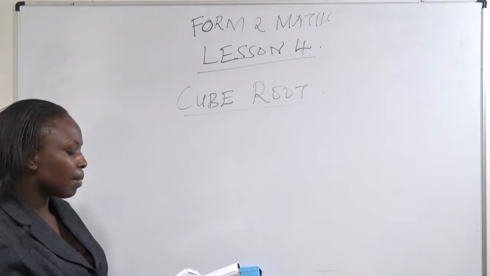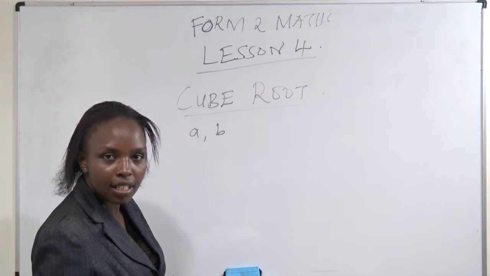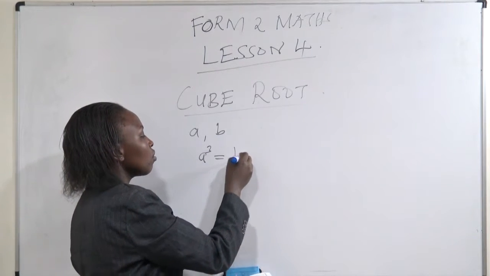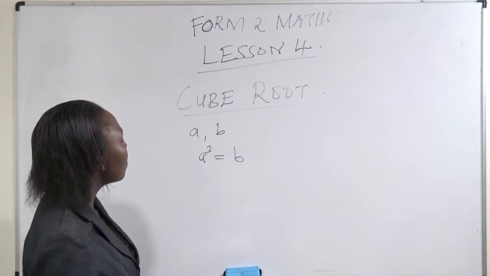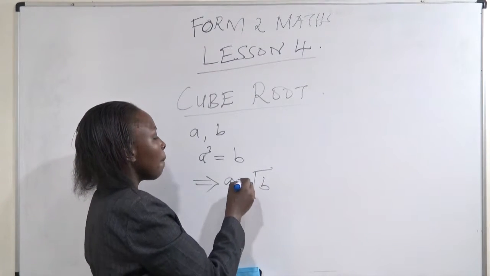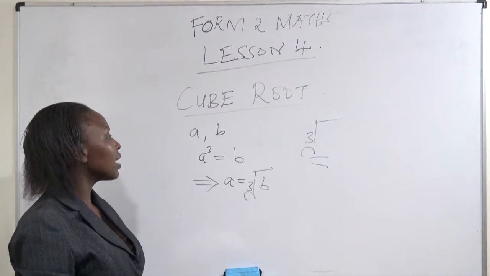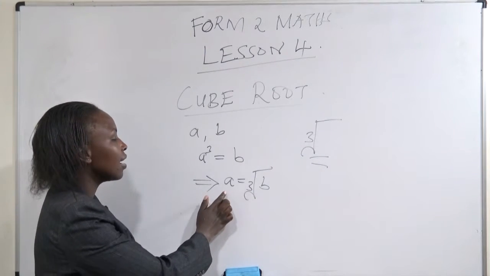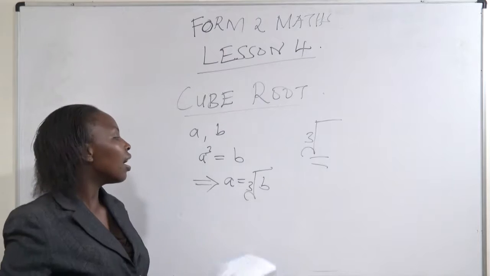So, if you have 2 non-zero numbers, let's say A and B, and they are such that A cubed is equal to B, this implies that A is equal to the cube root of B. And this is the sign; the sign for cube root is like that. So if you have 2 non-zero numbers, A and B, whereby A cubed is equal to B, that implies that A is equal to the cube root of B. I want to believe that now you have seen what cube root is all about.